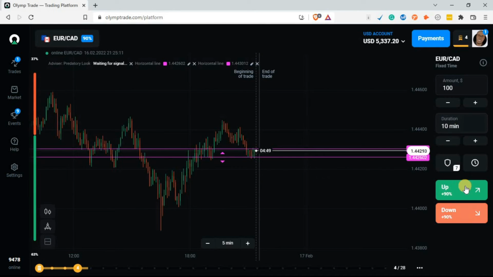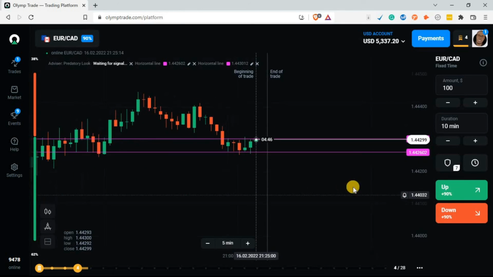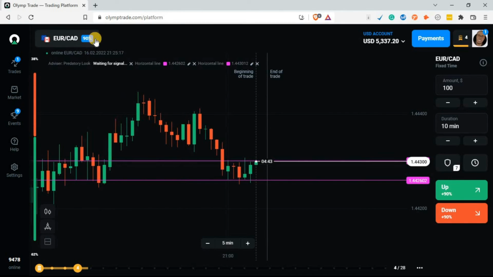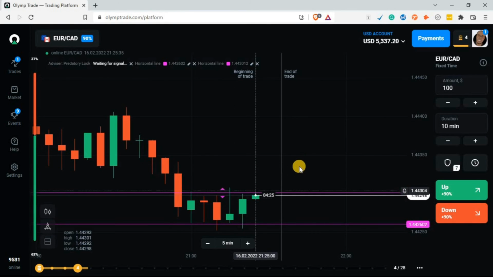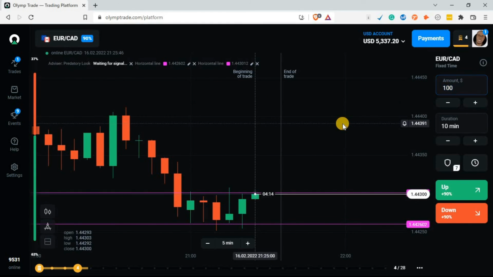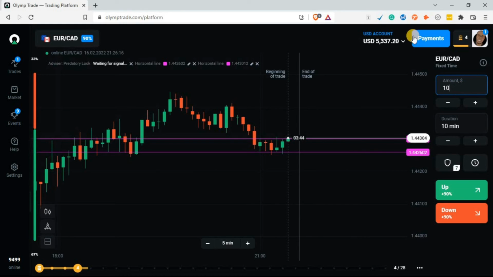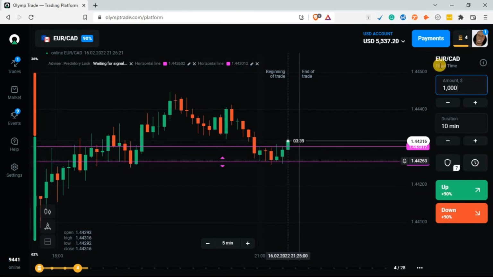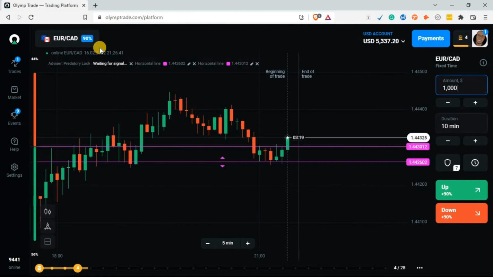Once you've chosen the trade duration, now you make your prediction. If you're correct, you will get the payout that's indicated here. So if I predict the price will be higher, then I place an up trade. After 10 minutes, if I'm correct, I get 90%. So if it was $100, I get $90 back. If I had invested $10, I get $9 back. If I had invested $1,000, I get $900 back.